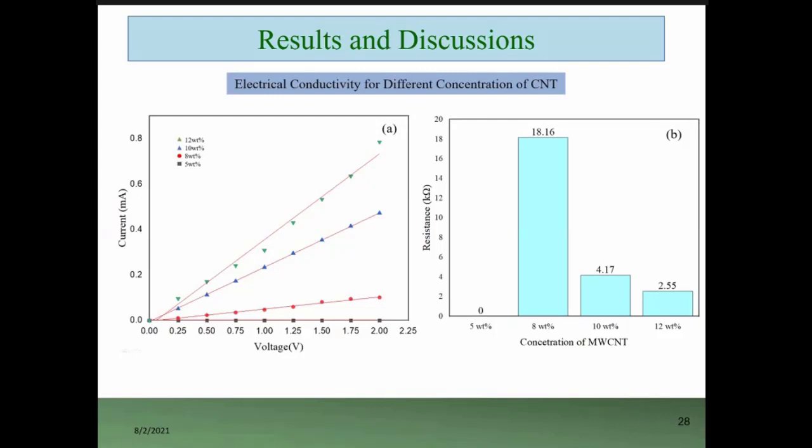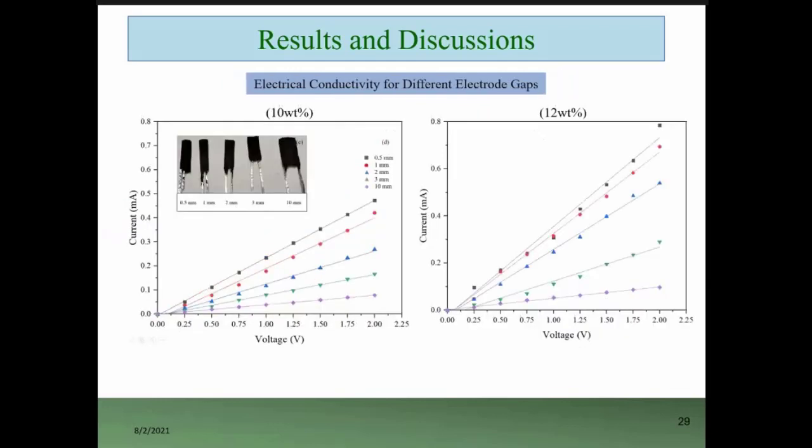In the other characterization, another IV characteristics curve was generated for different electrode gaps in the film with 10 weight percentage and 12 weight percentage. And it was found that for the same electrode gaps, the amount of current was much higher in case of 12 weight percentage than 10 weight percentage. So I decided to use 12 weight percentage since it is showing a significant amount of current or resistance.